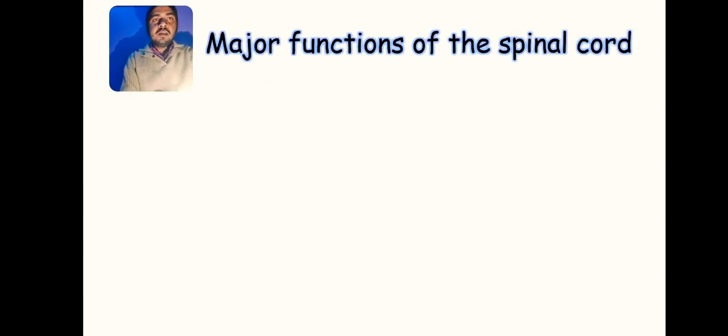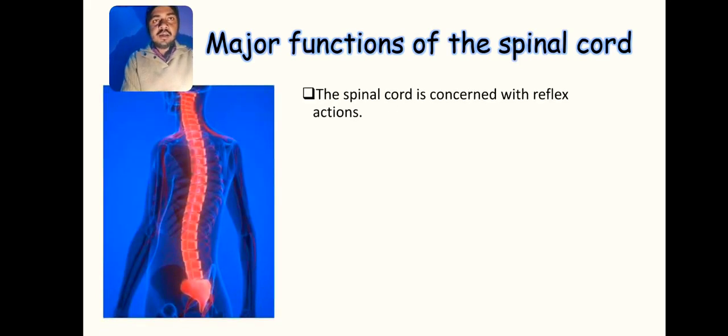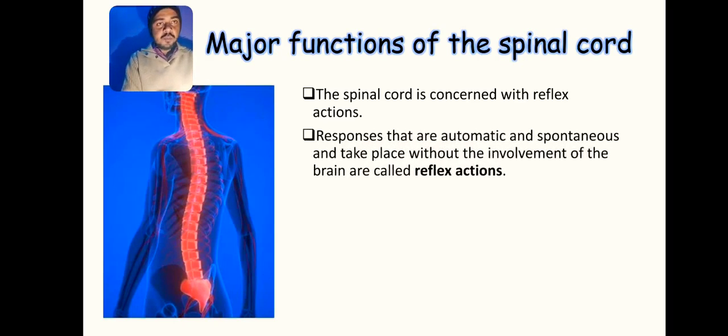Then we have the major functions of the spinal cord. What are the major functions of the spinal cord? Let's see. The spinal cord is concerned with reflex action. Now what is a reflex action? Responses that are automatic and spontaneous and take place without the involvement of the brain are called reflex action. In CBSE 10th it is very well explained. I will tell you the example only.